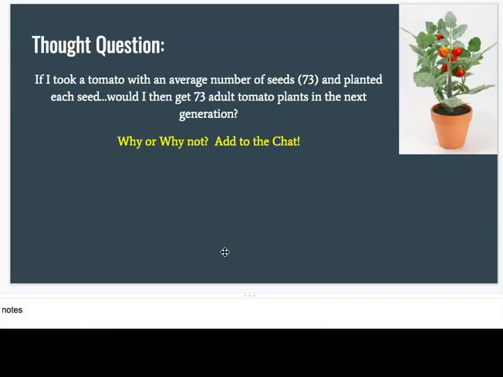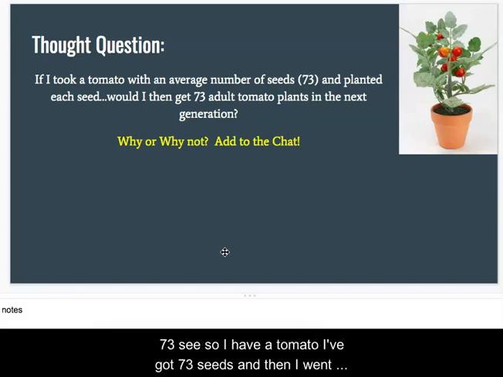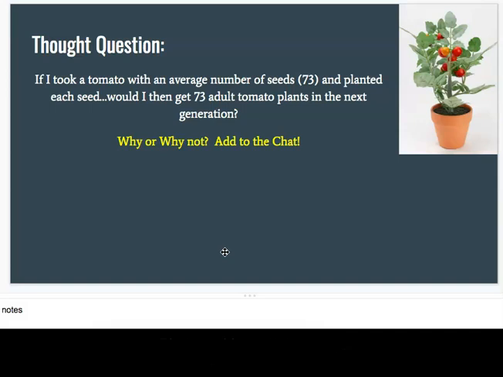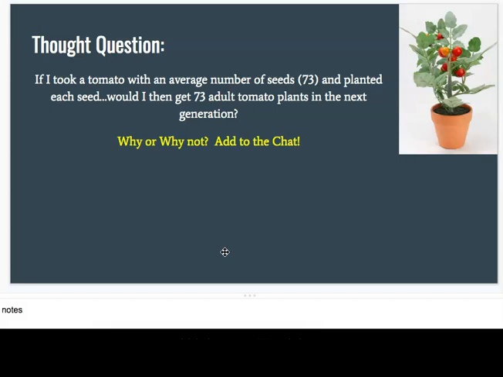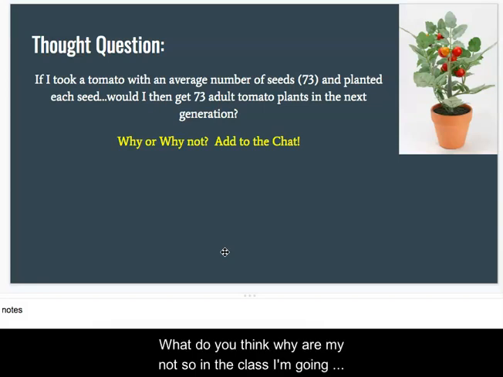Okay, so thinking about our tomatoes, let's say I took one of the tomatoes with an average number of seeds. We calculated the average to be 73 seeds. So I have a tomato, I've got 73 seeds, and then I went and planted each seed. Would I then get 73 adult tomato plants in the next generation? What do you think? Why or why not?